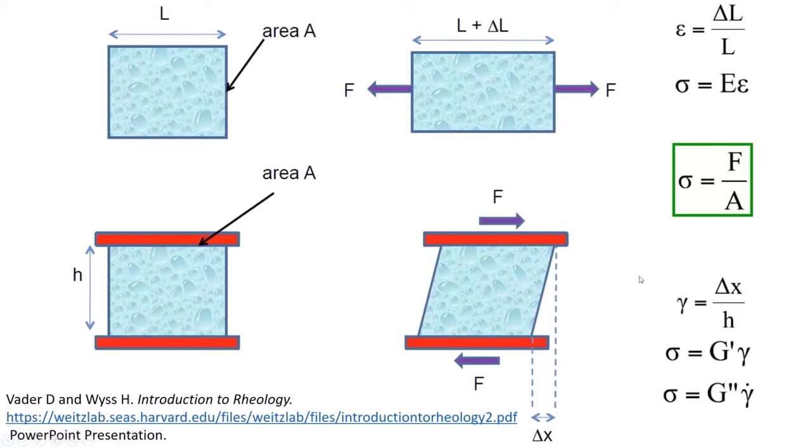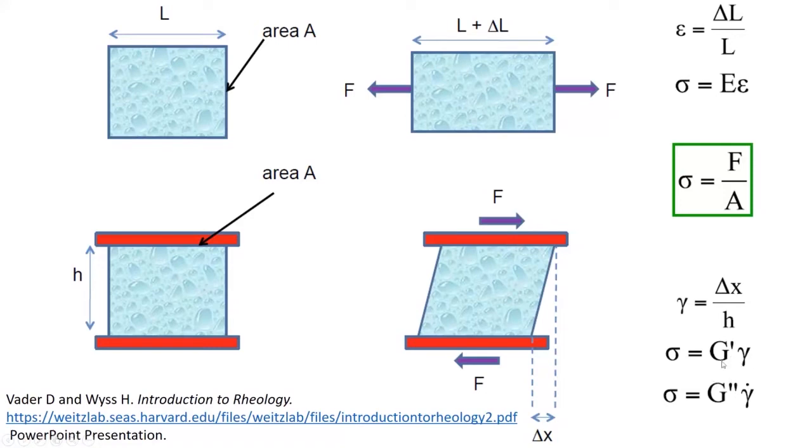However, when you go into shear, these are simplified equations, but in general, the shear strain equals the change in position, change in x, the deformation, divided by the height, so the gap height between. And the stress can be broken down into these two components, G prime and G double prime.